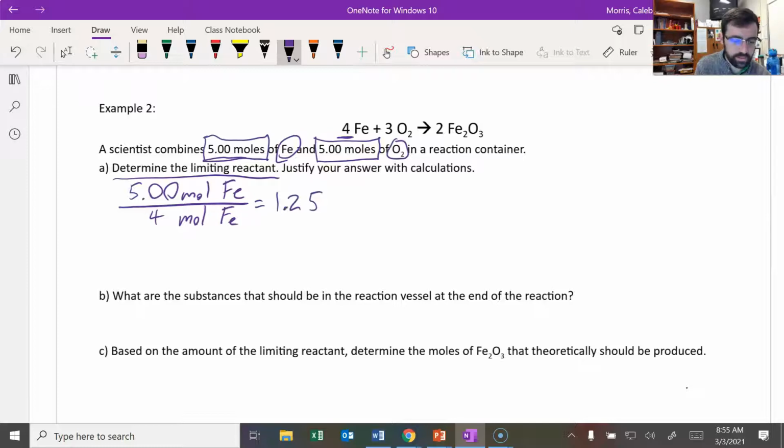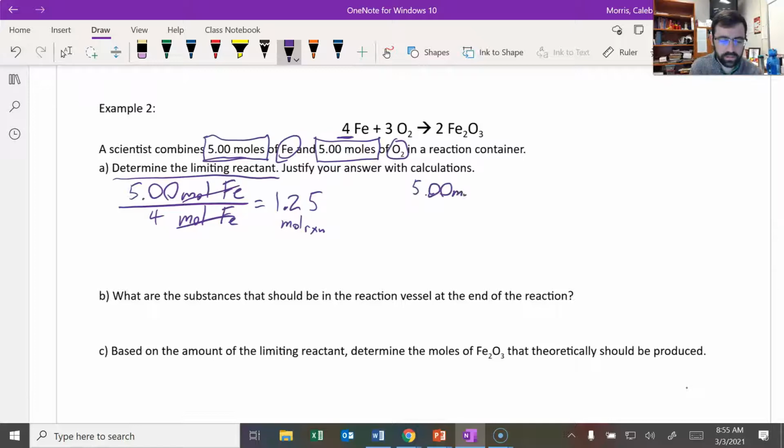Don't forget, this is not moles of Fe. Moles of Fe canceled out. I don't have units. If I want to write units, I would write moles of reaction. And you don't have to write those units.